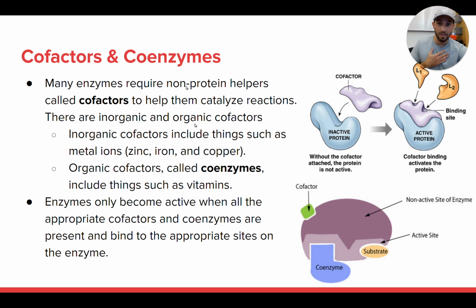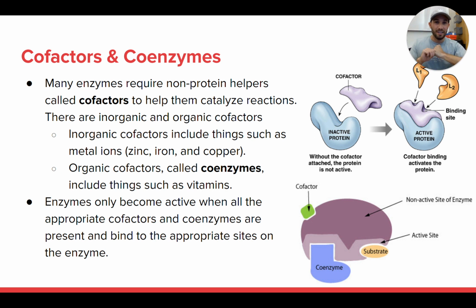which are not proteins, but other molecules or substances that bind to the enzyme and allow that enzyme to start catalyzing certain reactions. Sometimes these are inorganic cofactors, which are things like metal ions, for example zinc or iron or copper. You need small amounts of these in your body because those metal ions bind to certain enzymes and allow them to work properly, and without those metal ions, they don't work properly. And then there's organic ones, which are made of organic molecules, and we call those coenzymes.